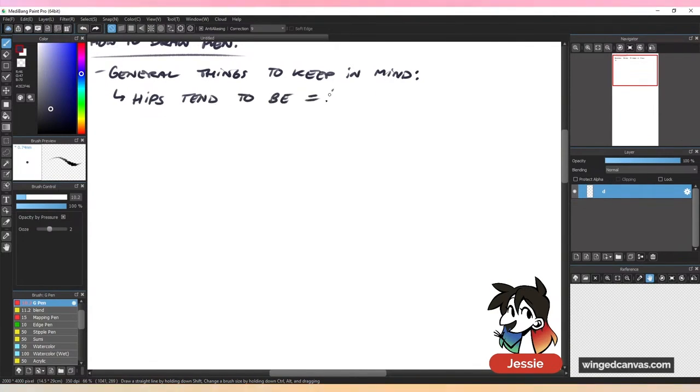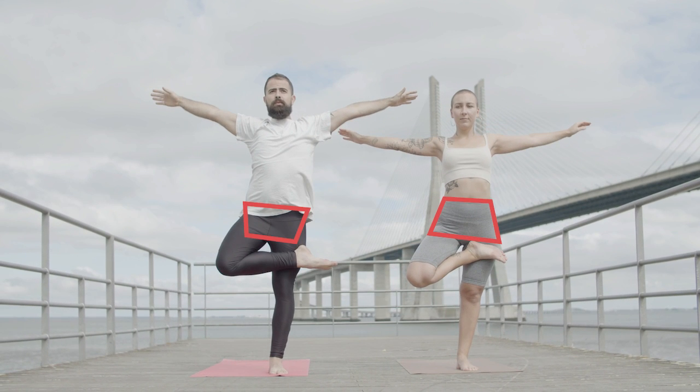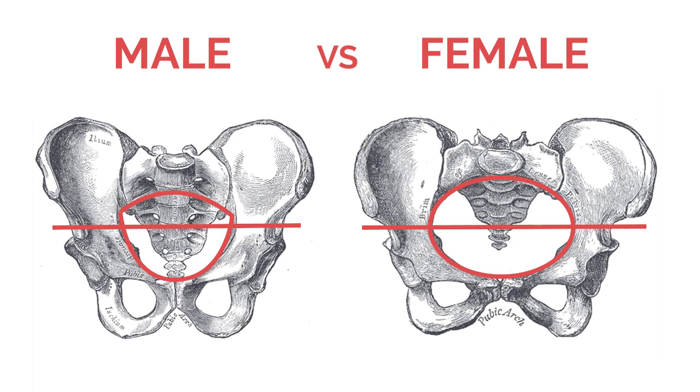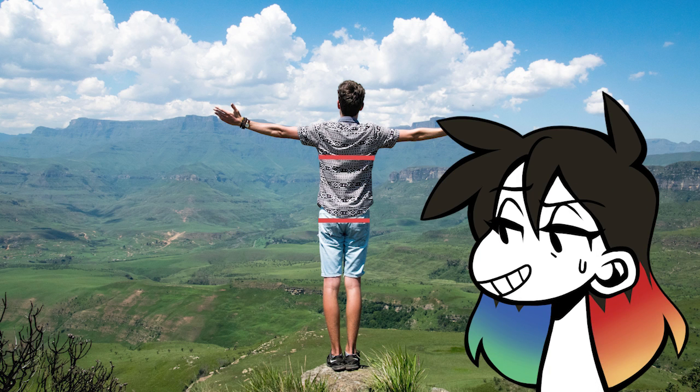So hips tend to be equal to or less than the width of the rib cage because men tend to have thinner hips. They tend to have more narrow hips compared to a woman because of our pelvic size. So with a man, the hips, when you draw them, tend to be equal to or less than the width of the rib cage. Is this always applicable? Not necessarily, but biologically, this tends to be the case.